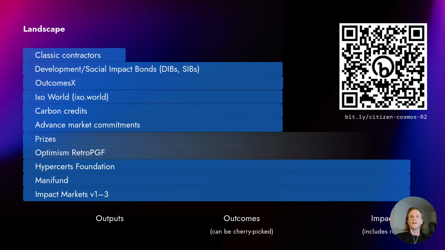Manifund is again a project that is focused on impact. I'll mention them later in more depth. And then, of course, there's Impact Markets for AI Safety.